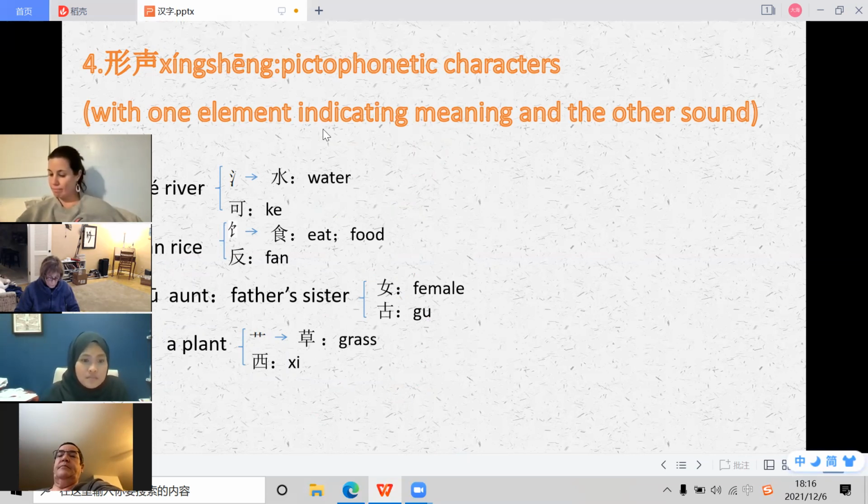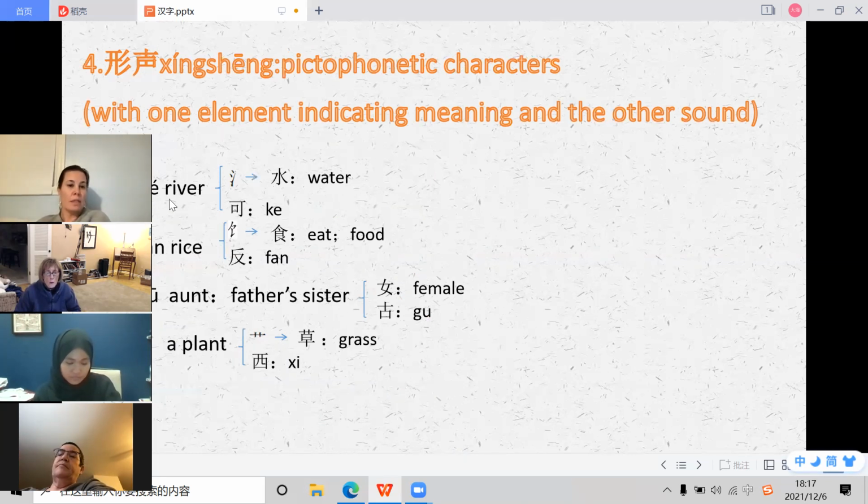What are pictophonetic characters? It's one element indicating the meaning and the other indicating the sound. For example, this one is 河. 河 means river, and this element is the simplified form of 水, which is water. And this one is the sound.